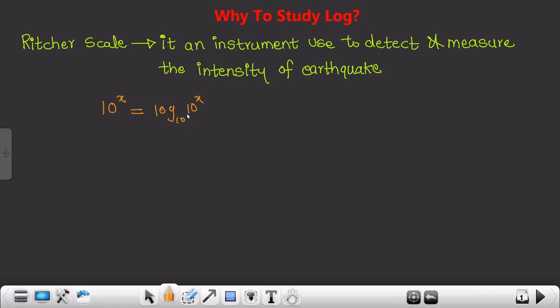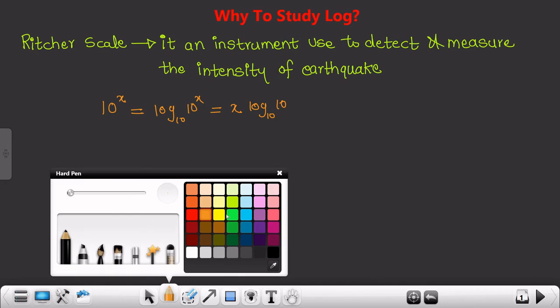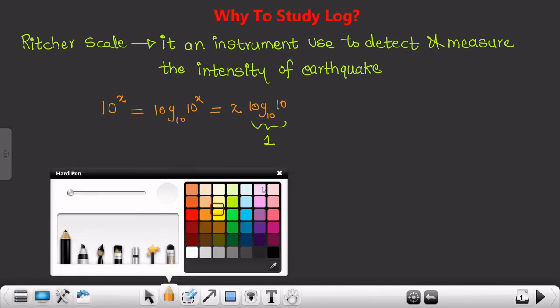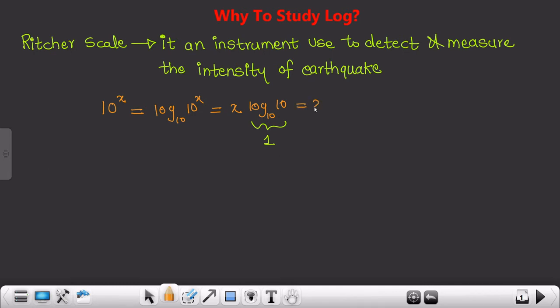We are going to learn this particular rule in the upcoming videos. As of now you just stick to the basics and just try to see what I am going to do. Then it is written as x log 10 to the base 10, and the value of log of 10 to the base 10 is 1. So at the end we are getting x. Oh, that's really nice.